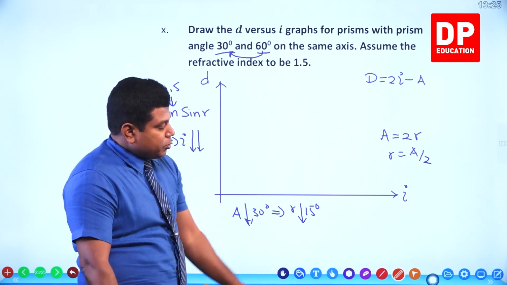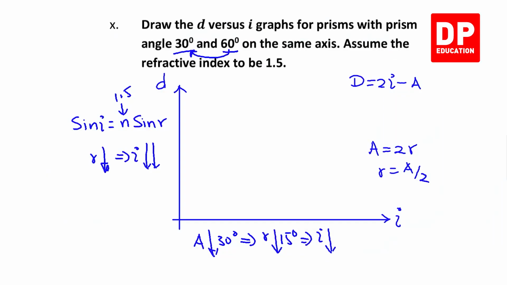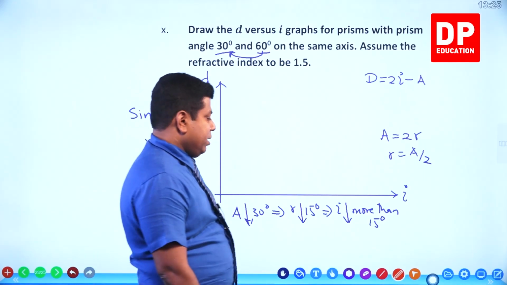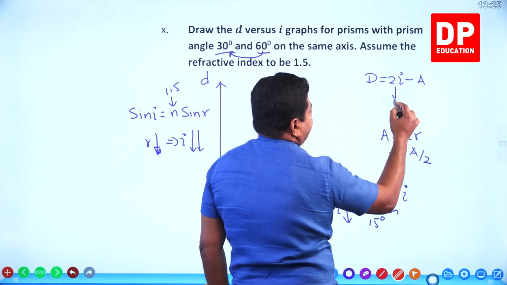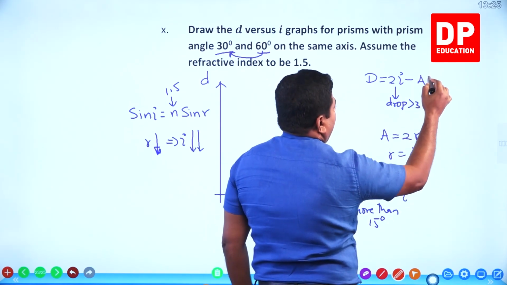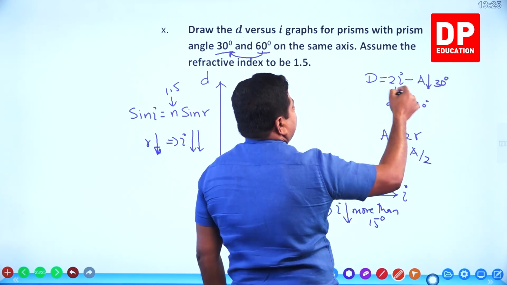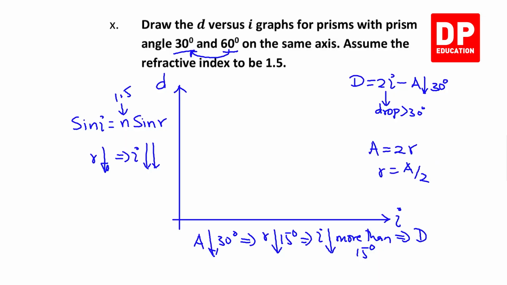So here, if R drops by 15 degree, then I can say I will drop by more than 15 degree. I don't know how much it is. I have to put it into a formula and find it. But I will drop by more than 15 degree. If I drops by more than 15 degree, look at this. 2I will drop by more than 30 degree. A drops by 30. Then what happens? The drop in 2I is bigger. Therefore, D will drop.